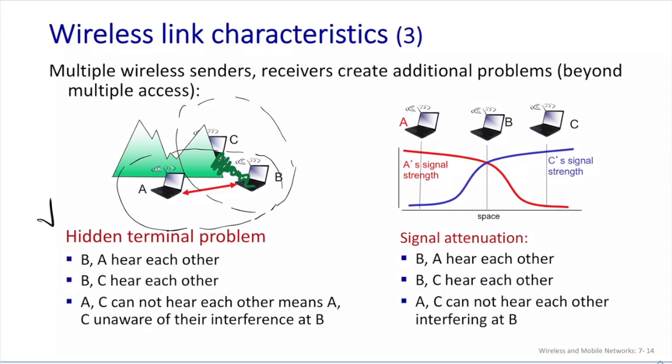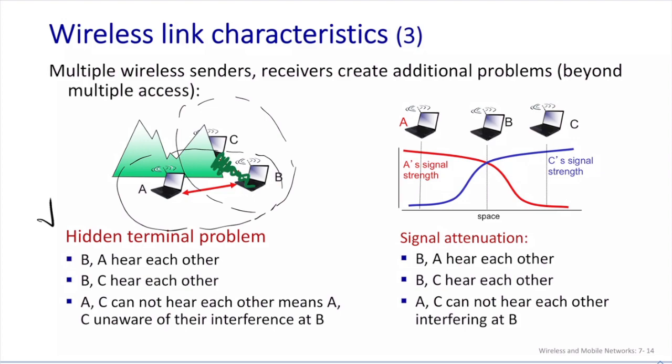So even if you use CSMA, carrier sense multiple access protocol, even if you listen to the channel before you send, in a wireless environment collision is inevitable, even if you use carrier sense. But we will talk about how to solve such kind of hidden terminal problem later.